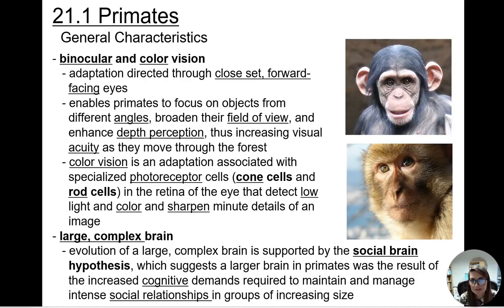A large complex brain is also going to start to come about and be developed. The evolution of this large complex brain is going to be supported by the social brain hypothesis, which suggests a large brain in primates was a result of an increase of cognitive demand required to maintain and manage the intense social relationships in groups as they start to increase in size.